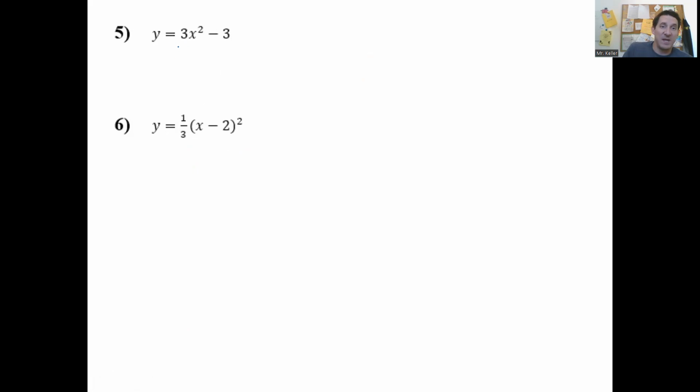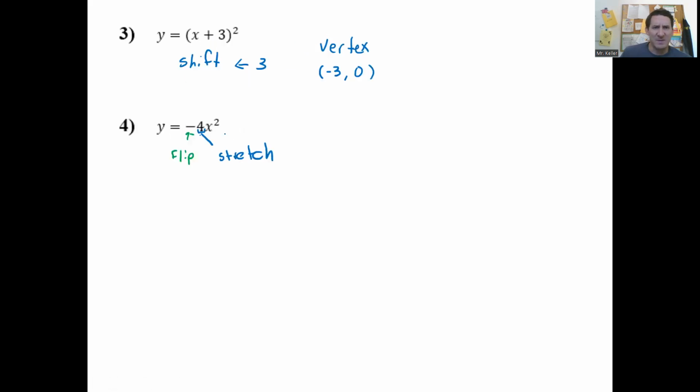So here we have 2 transformations. So first, the 3 here is just going to be a stretch. And then this is going to be a shift up 3. And so the vertex, the stretch doesn't affect where the vertex is. It's only the shifts that do it. Actually, let me go back to this one. We didn't do the vertex on this one. The stretch and the flip do not affect the vertex at all. It's just 0, 0. Only the shifts are going to affect the vertex.